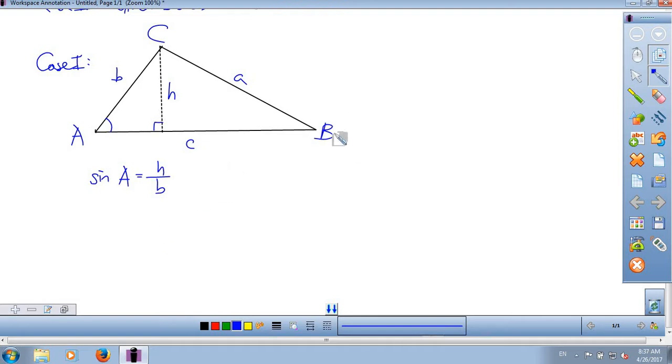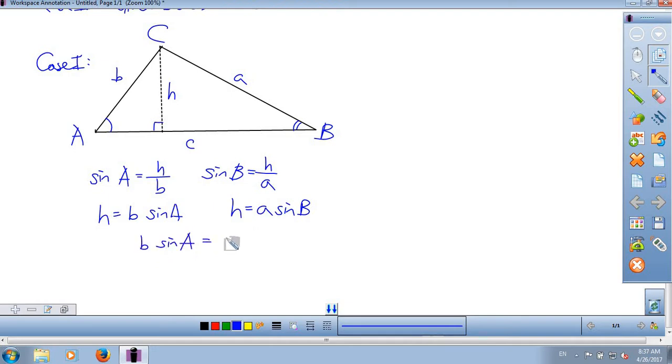Now, what about angle B? If you look at this right triangle, for angle B, H is the opposite side, but A is the hypotenuse. So sine of angle B would be equal to H over A. But H is the same H, so that means H is equal to B times sine A. But H is also equal to A times sine angle B. Because they are the same, I can equate them: B times sine A equals A times sine B.